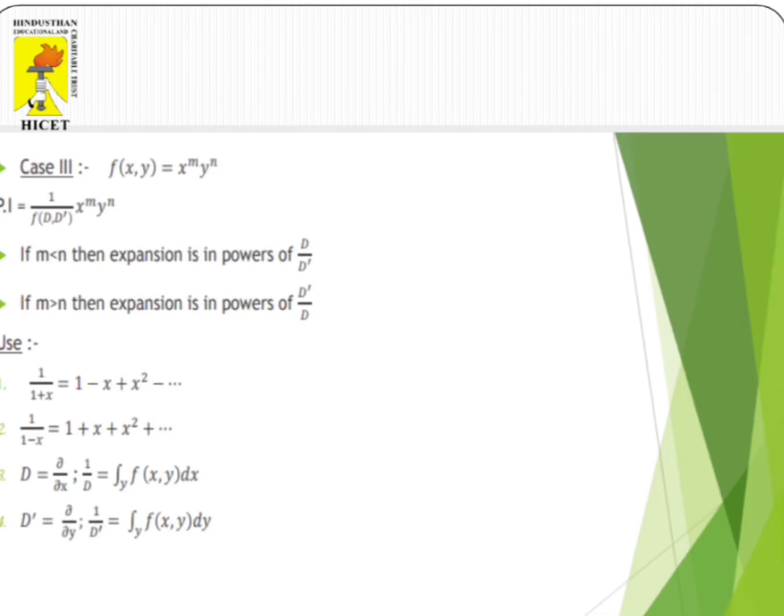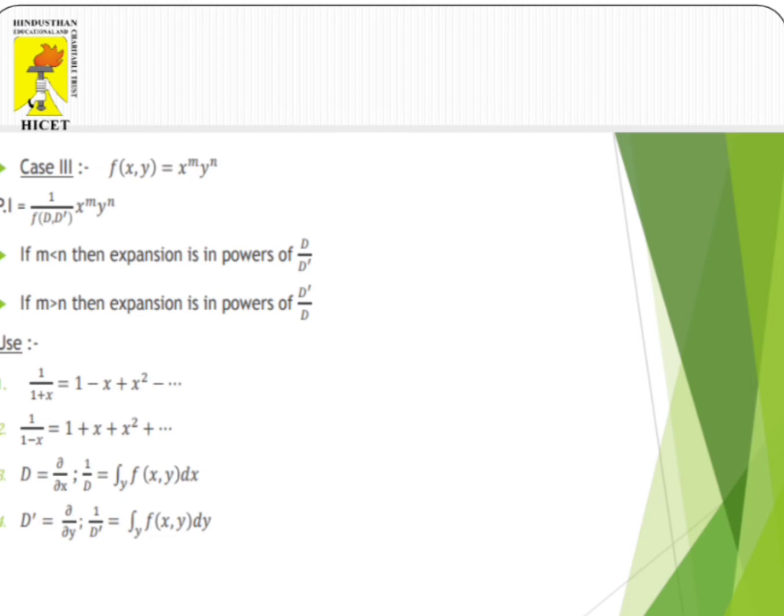The third type is f of x comma y equal to algebraic functions of the form x power m, y power n. In this case, we first try to convert the denominator to the form 1 plus x or 1 minus x. Then we take the numerator, getting the form 1 plus x whole inverse or 1 minus x whole inverse. After conversion, we use the binomial expansion formula. 1 plus x whole inverse is equal to 1 minus x plus x square and so on, and 1 minus x whole inverse equal to 1 plus x plus x square and so on.